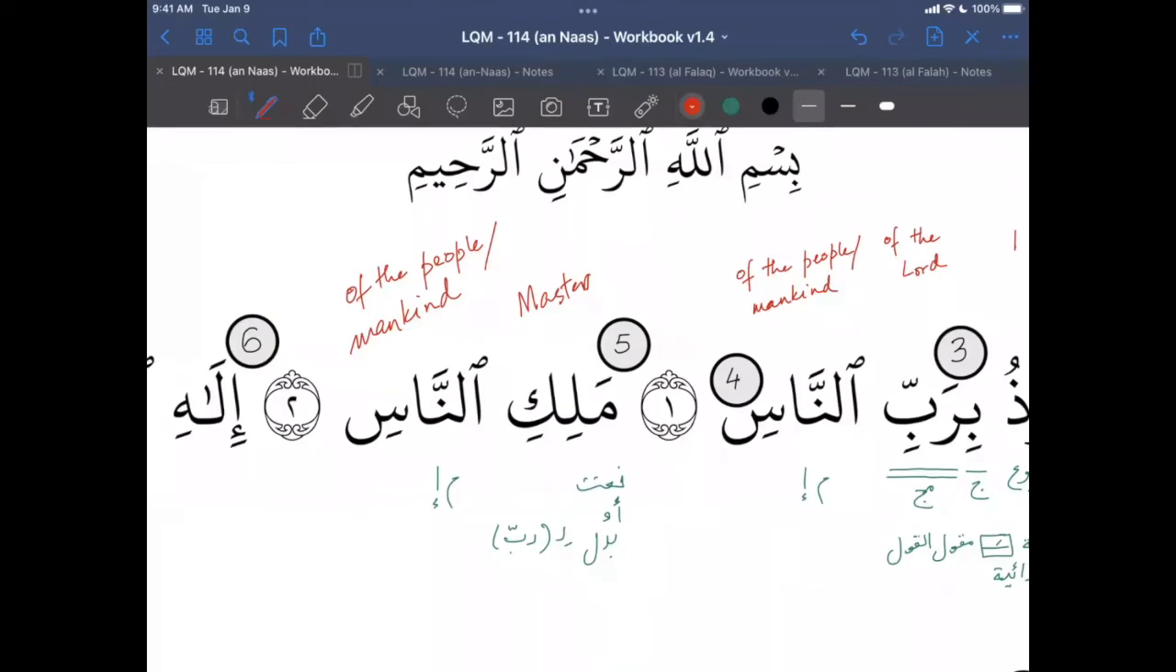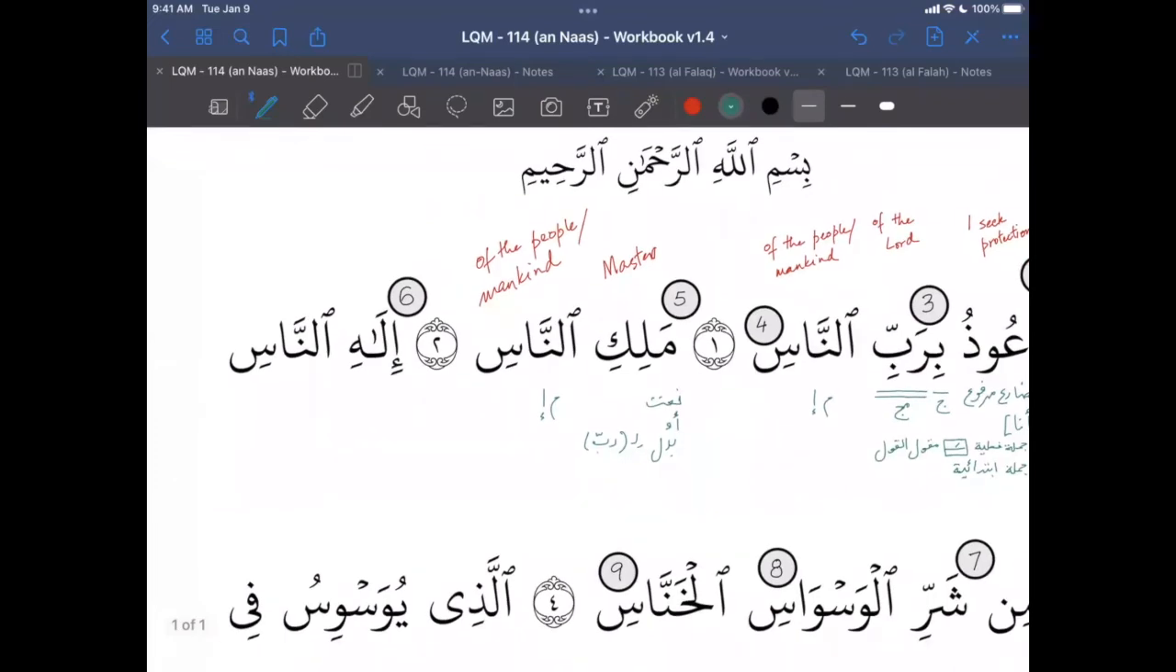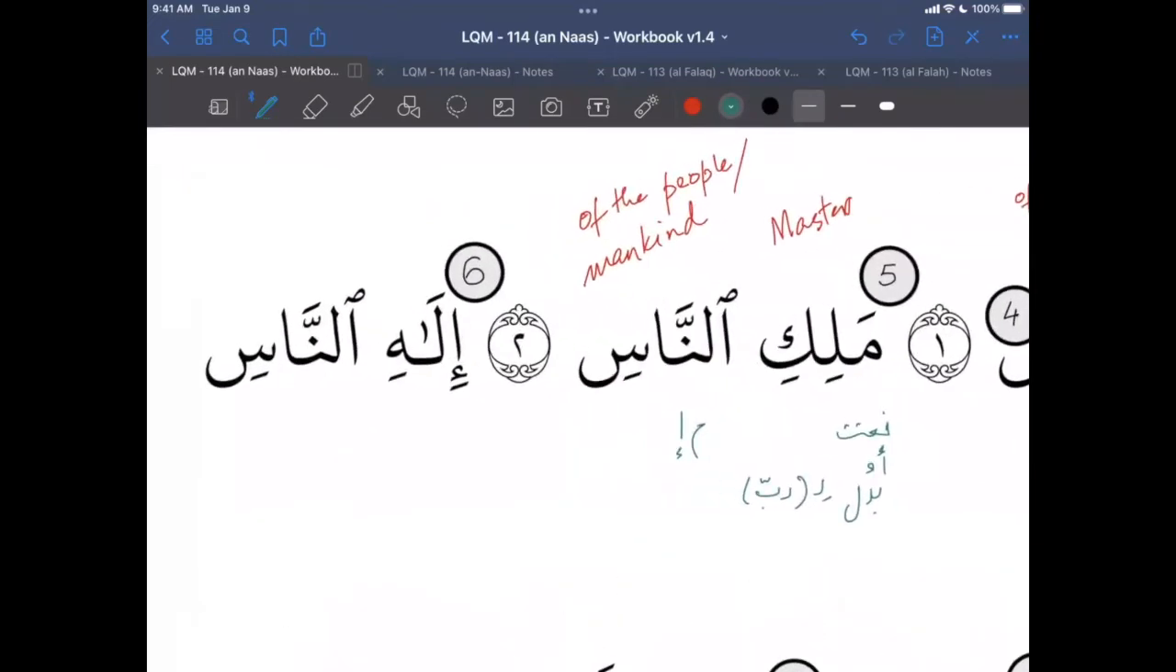All right, thank you. Ilahin Nas. Okay. So after Malik An-Nâs, Ilahin Nas, very same analysis. So Naat or Badal li Rab, and An-Nas is Mudaf ilayhi.